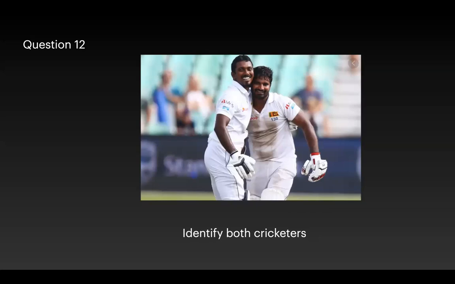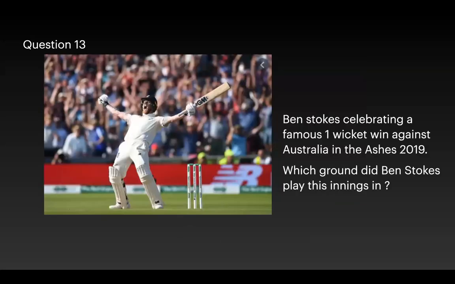And now normal rules assume. So the passes start again from now to the end of the quiz. Question number 13 is a direct question to Aztecs. Here goes. Ben Stokes celebrating a famous one wicket win against Australia in the Ashes 2019. Which ground did Ben Stokes play the innings in? Is it Manchester? Confirm. That's a wrong answer. Question passes to Strikers. Oval, confirm. That's also the wrong answer. The answer is Headingley.